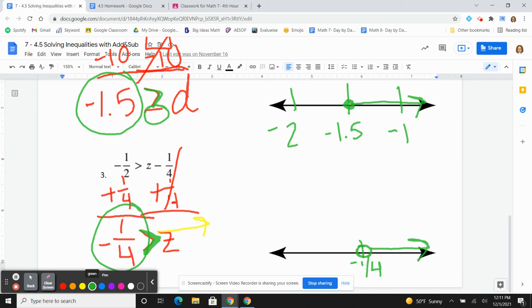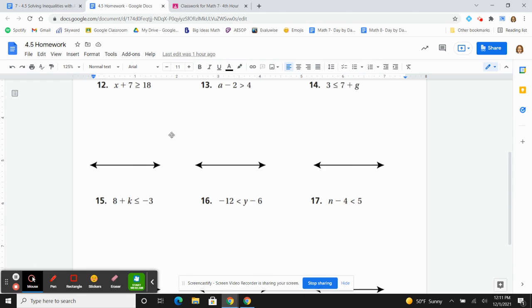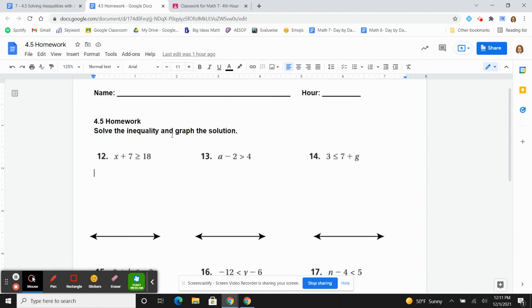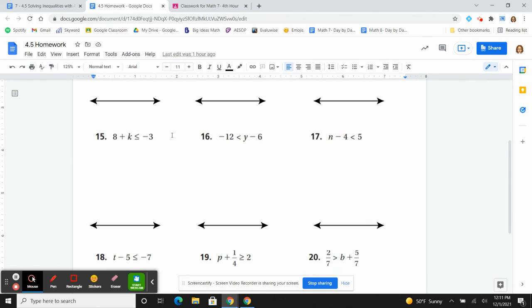Okay, so homework for today, which I will pass out here in a second. You have 9 problems. You will solve the inequality and then you will graph the solution on here as well.